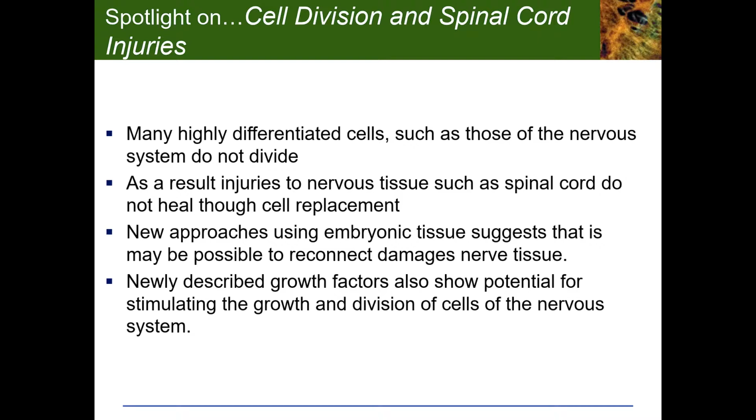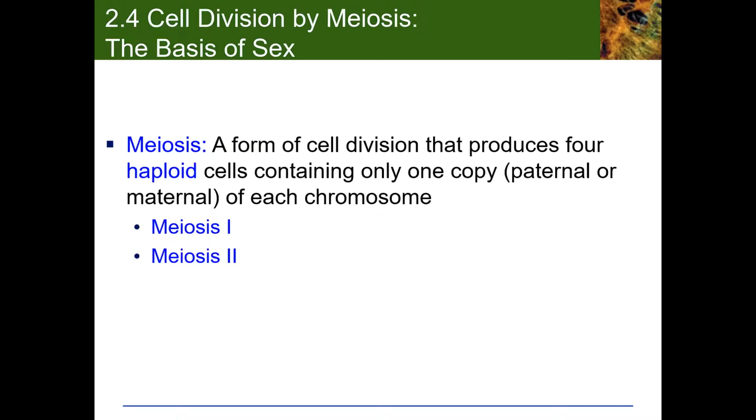Okay, spotlight on cell division and spinal cord injuries. Many highly differentiated cells, such as those of the nervous system, do not divide. As a result, injuries to nervous tissue, such as the spinal cord, do not heal through cell replacement. New approaches using embryonic tissue suggest that it may be possible to reconnect damage done to nerve tissue. And finally, newly discovered growth factors also show potential for stimulating the growth and division of cells of the nervous system. So, cell division by meiosis, which is the basis of sex.